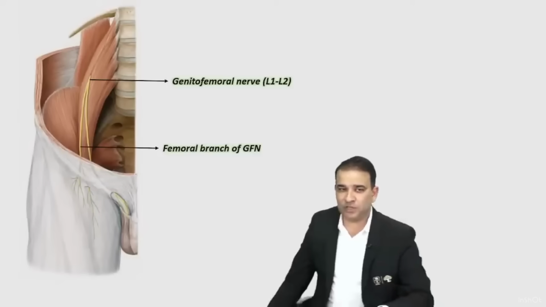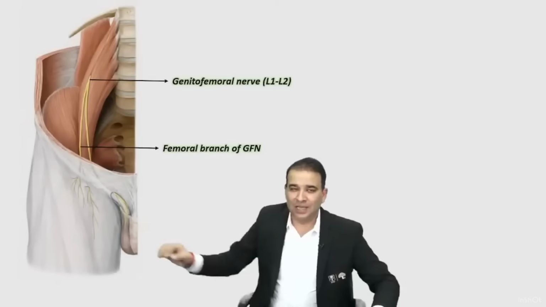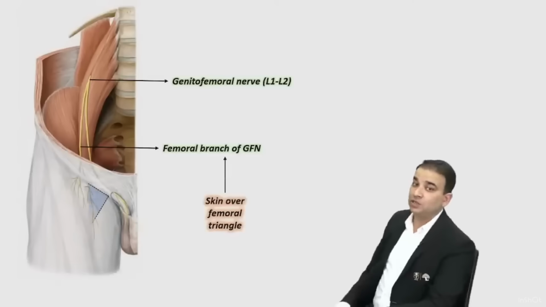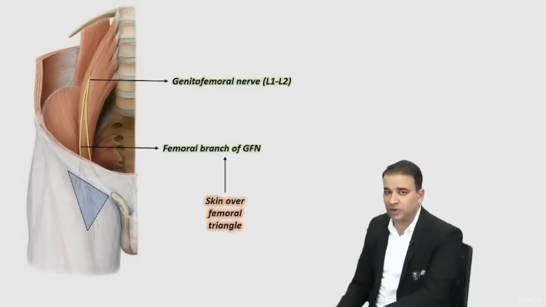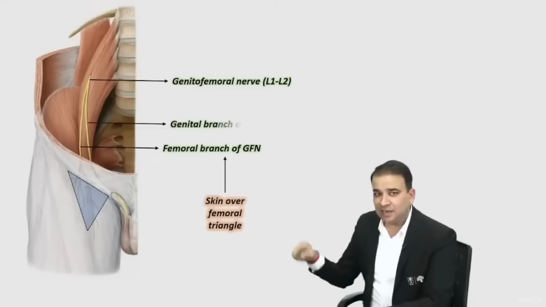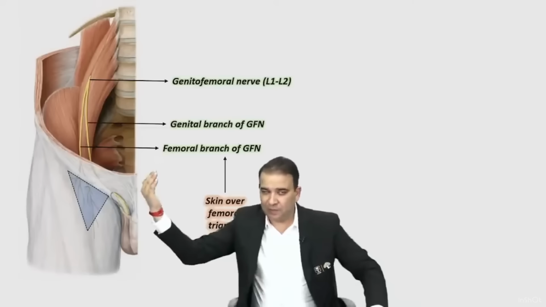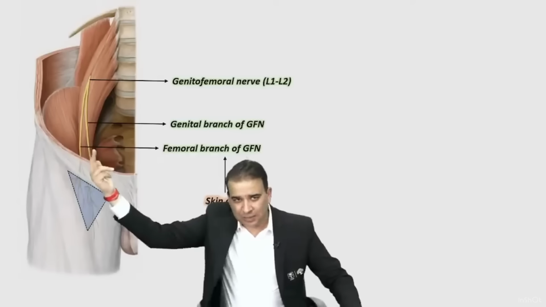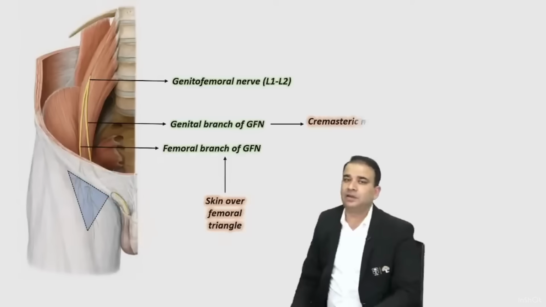And this femoral branch of the genitofemoral nerve, as you can see the branches coming out, is supplying the skin over the femoral triangle. Look at that, supplying the skin over the femoral triangle. Whereas the genital branch of the genitofemoral nerve is more medially placed, which makes sense. It is more medially placed because it has to go into the spermatic cord and supply the cremastric muscle.